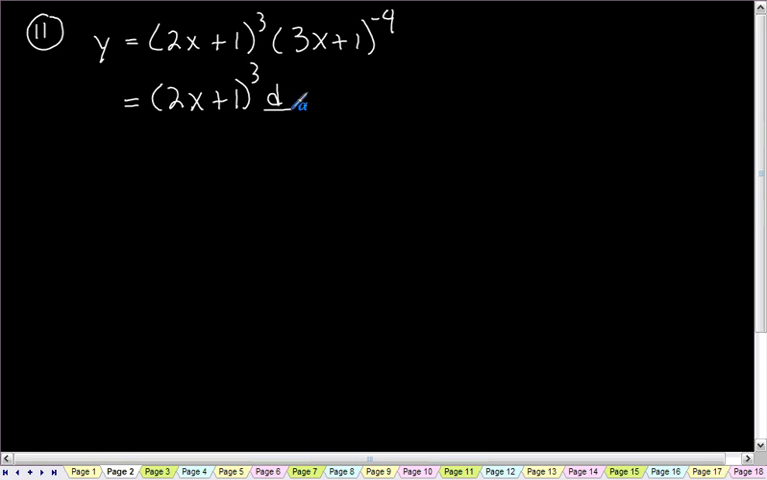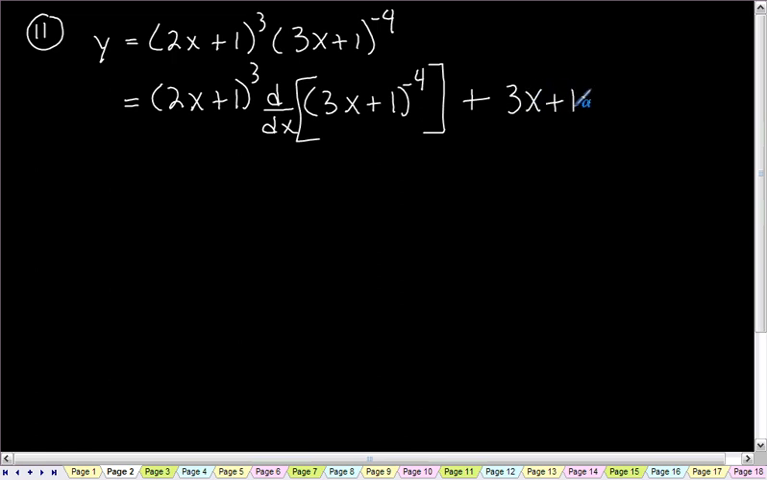So I'm going to put the derivative of this one, whatever that may be. Then we add the second, which is that one right there. We leave that alone, times the derivative of the first, whatever the derivative of this is, 2x plus 1 raised to the third power.